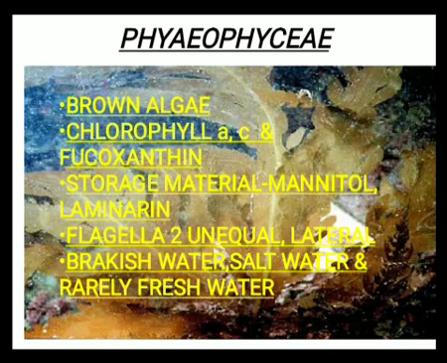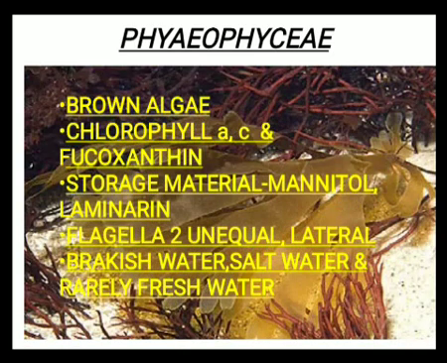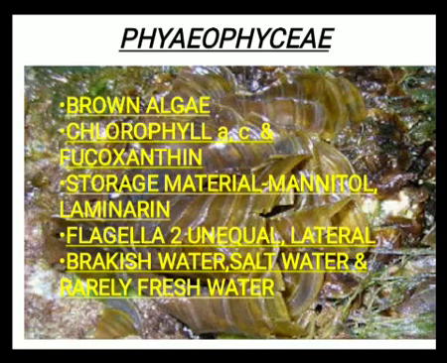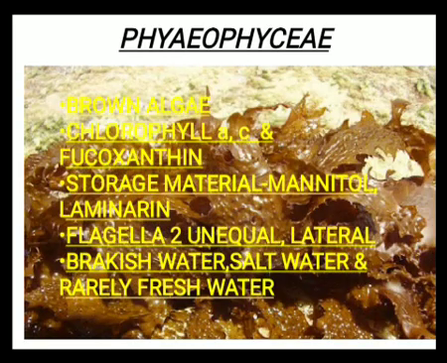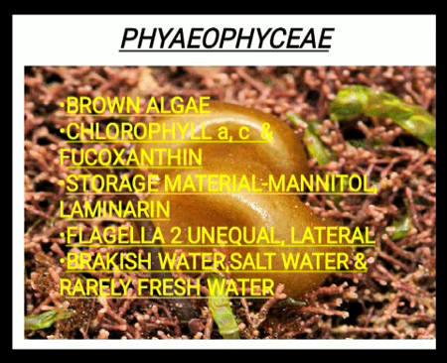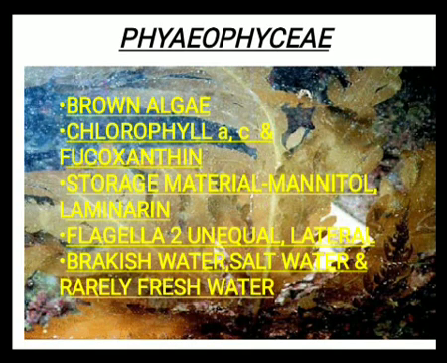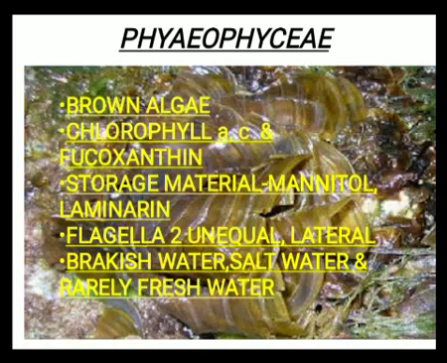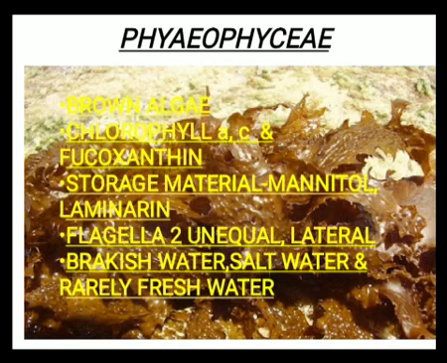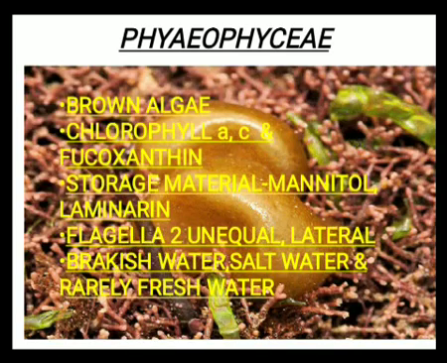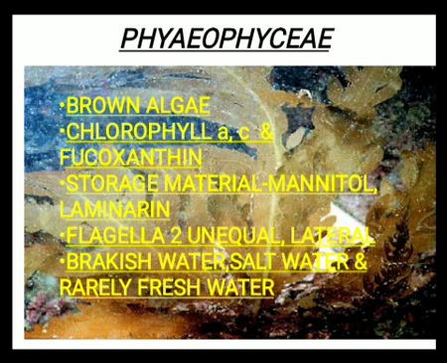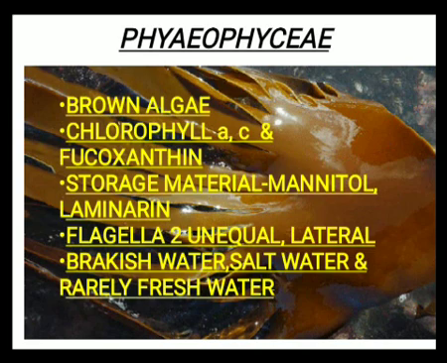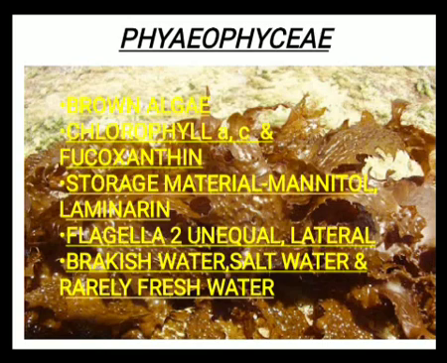Talking about their pigments, they possess the pigments chlorophyll A and C, and carotenoids and xanthophylls, which are together called fucoxanthin. They store food in the form of mannitol and laminarin. They vary in color because of the different amounts of these pigments, chlorophyll A, C and fucoxanthin, found in them. They could be olive green to various shades of brown depending upon the amount of xanthophyll pigment and fucoxanthin present in them.